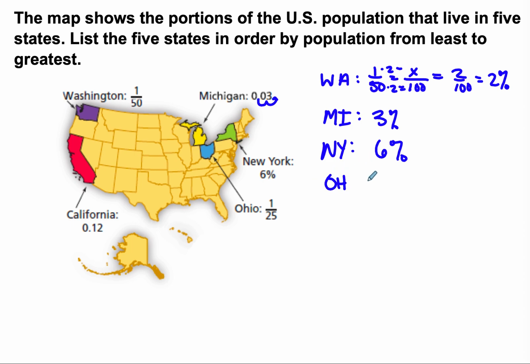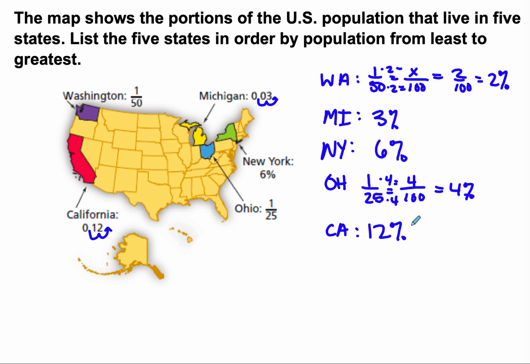Ohio, 1 out of 25. I need to make that out of 100. I would times by 4 on the bottom, which means I would need to times by 4 on the top. 4 out of 100 means 4%. And California, move that decimal 2 places over to the right, 12%. Made everything a percent.